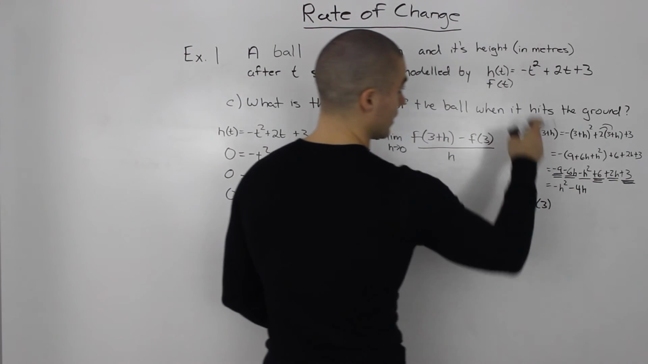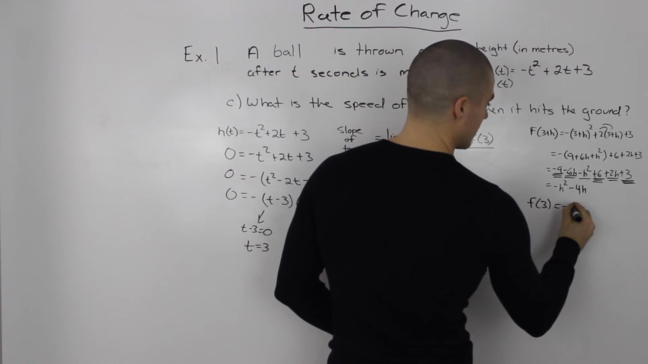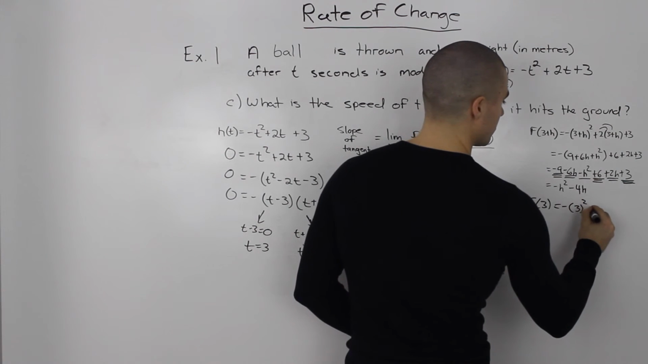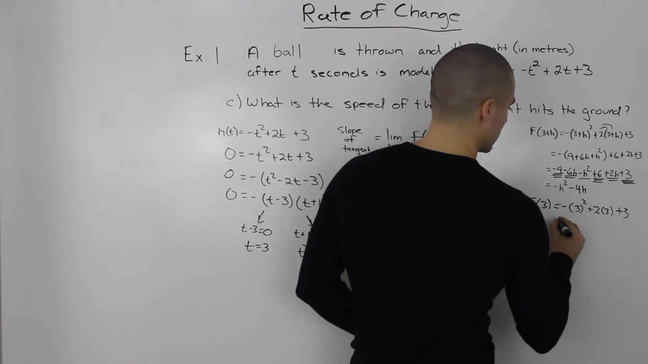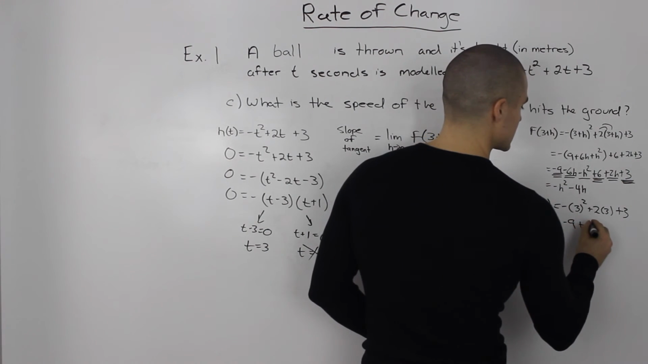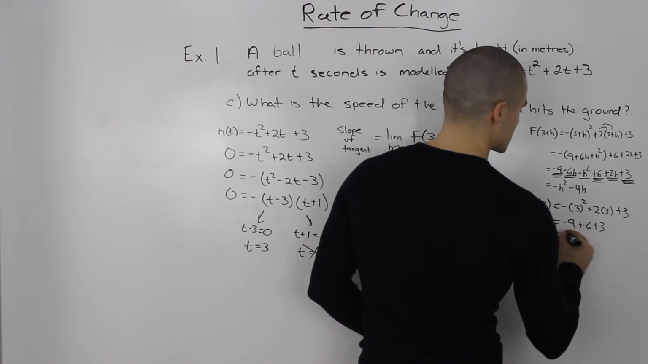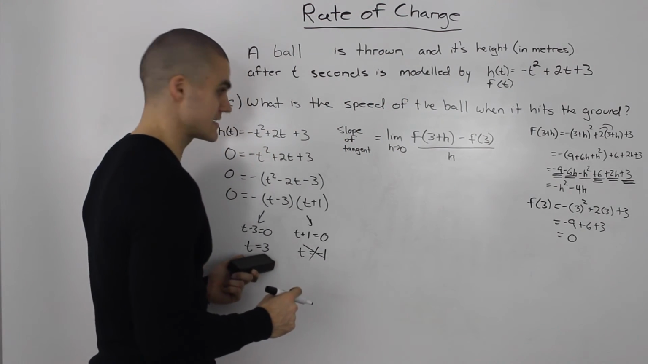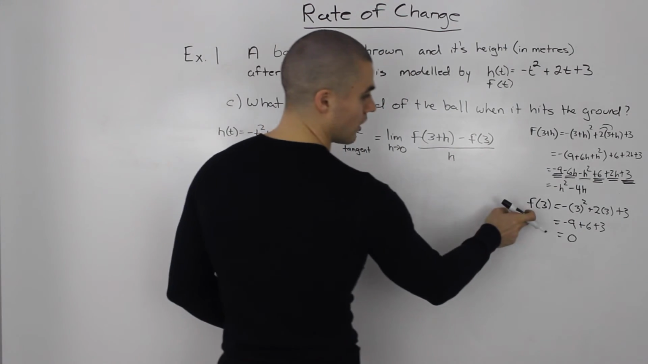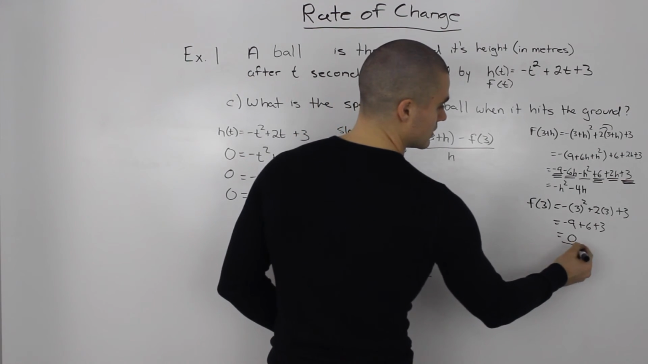And then f of 3, if we plug into the equation, we'll have negative 3 squared plus 2 times 3 plus 3. So we'll have negative 9 plus 6 plus 3, and that just equals 0. And that makes sense because we found out here that at time 3 it hits the ground. So obviously f of 3 is going to be 0.